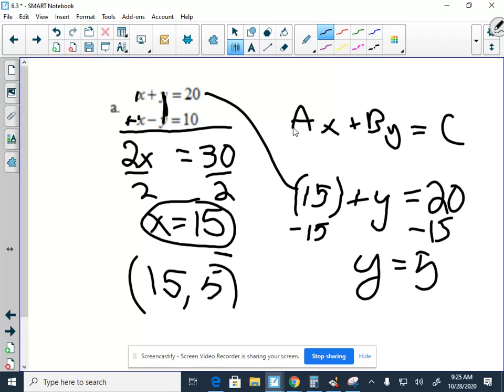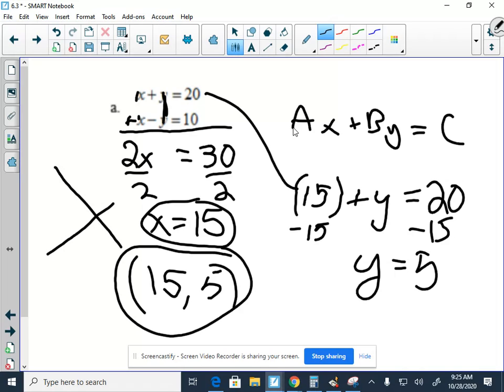And ultimately, it goes back to what we started doing at the first. In the first ones, if we were to graph these 2 lines, that's where they would cross. If we graphed 2 different lines, they would cross at 15 over, 5 up. That would be the point.